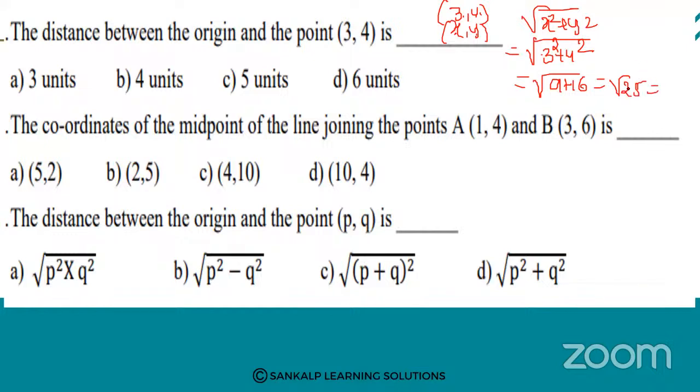If you take the square root of 25, what do you get? 5 units is the right answer. So 25 is a perfect square number. If you take that perfect square number out of the root, what you will get is 5 units, right?